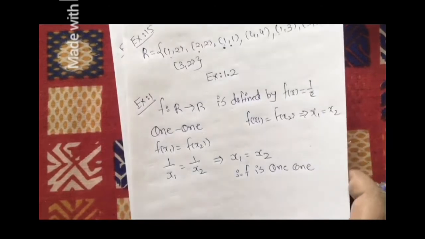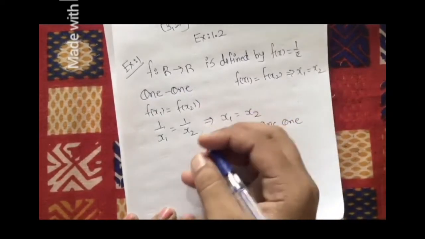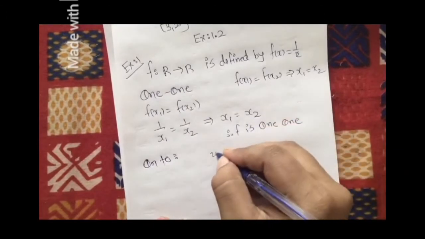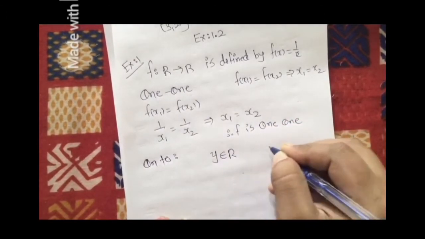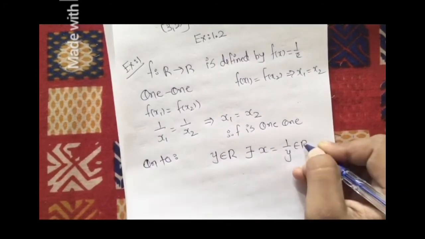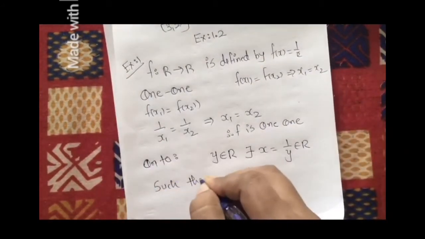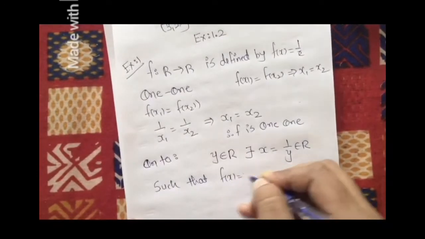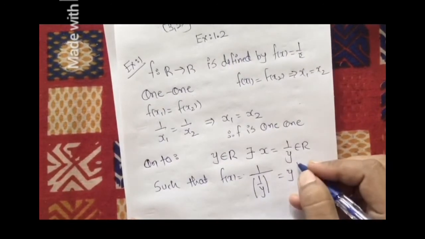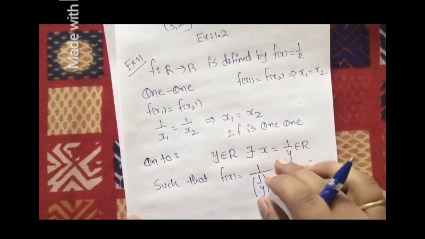Okay, next is onto. So let's just prove that it is onto. It is clear that for y belonging to R*, there exists x = 1/y belonging to R* such that f(x) = 1/y. We have taken any random number whose answer is y. Therefore f is onto.